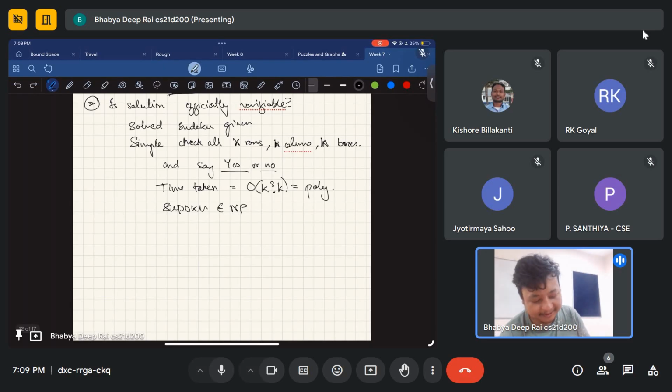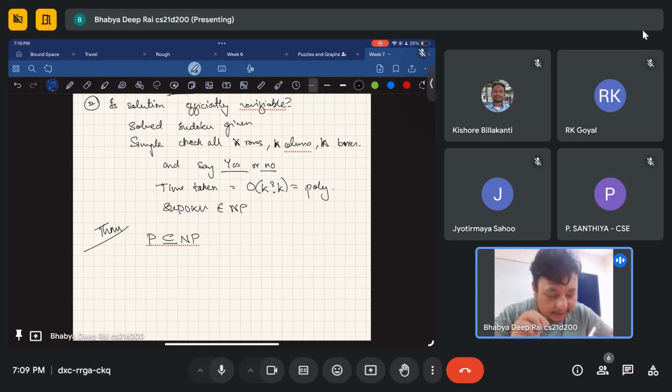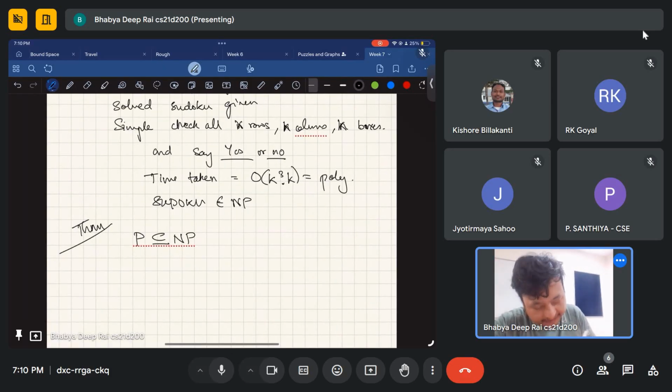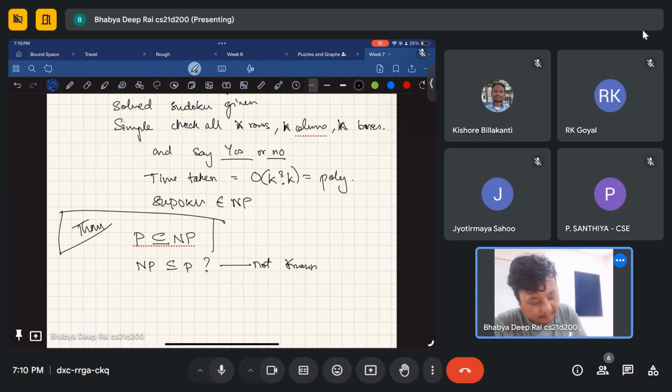So now here is, let's call it a theorem. P is always contained in NP. P is contained in NP because that means anything that can be solved easily can be verified easily. But the other way around is not known. So you could call it a conjecture.